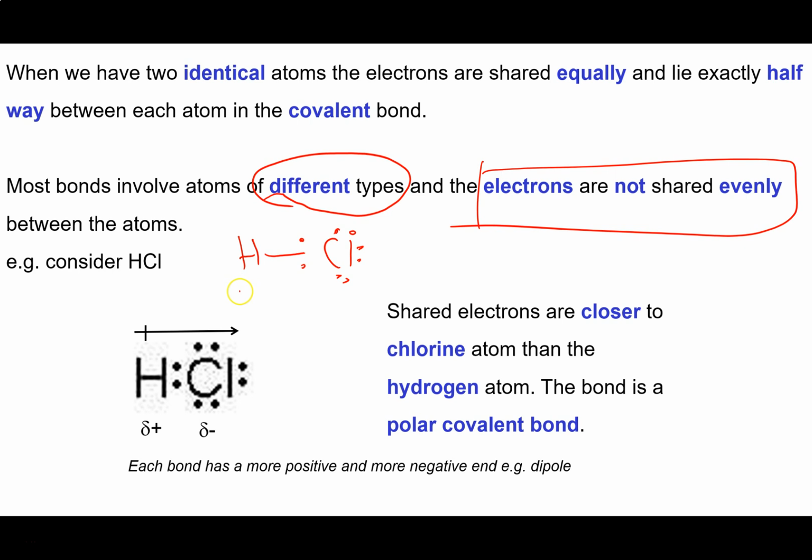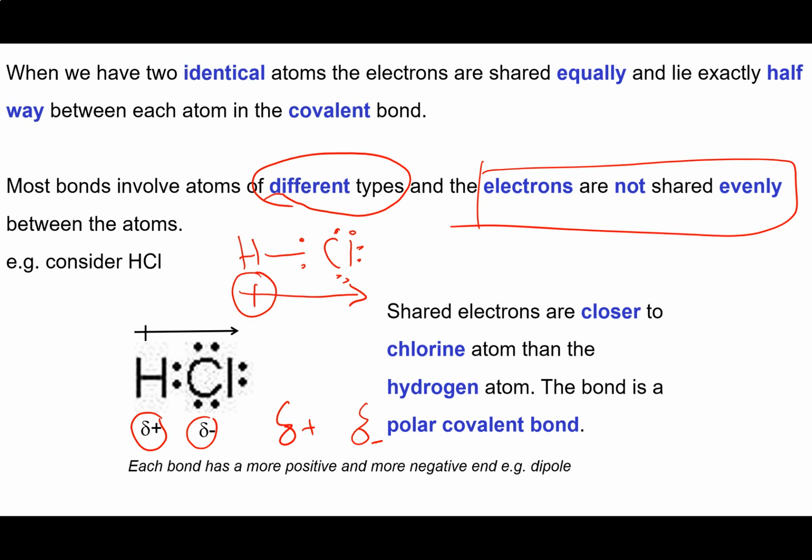To indicate this, we can use what we call a polar arrow, which is an arrow pointing towards the end of the bond that gets the greater share of the electrons. We turn it into a polar arrow by making the other end of the arrow into a plus sign. Another way that we can indicate that there is an uneven sharing of electrons is by using this delta notation, where the end of the bond that has less electrons is labelled as delta positive, and the end of the bond that has more electrons is labelled as delta negative.